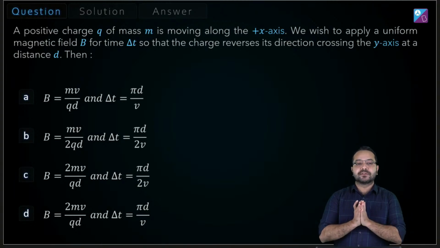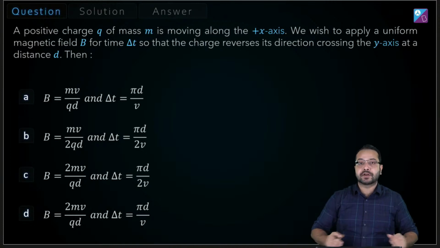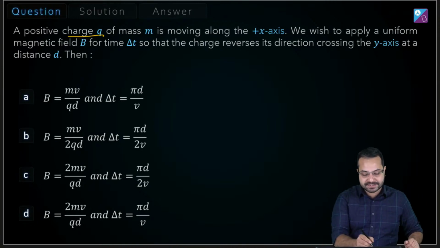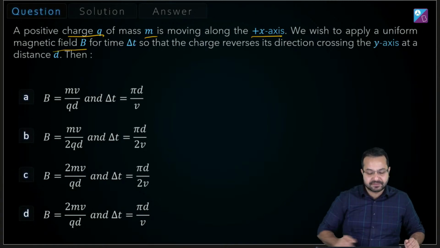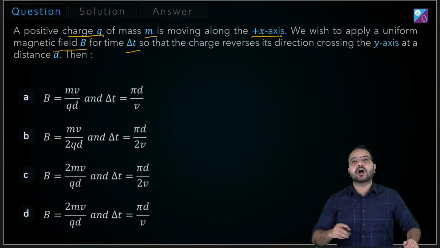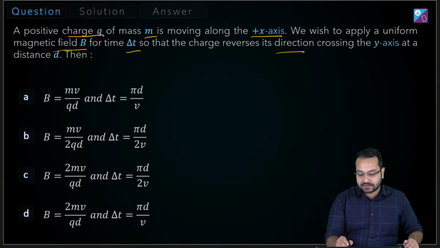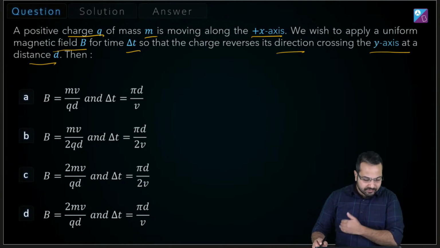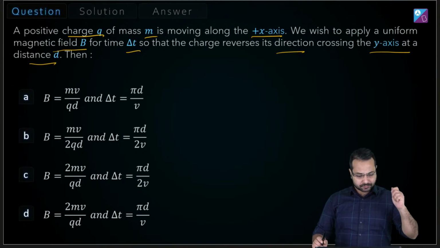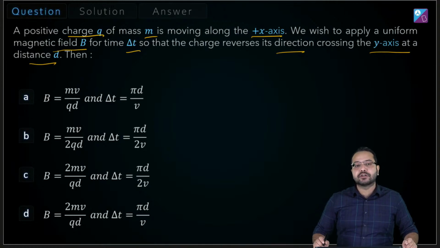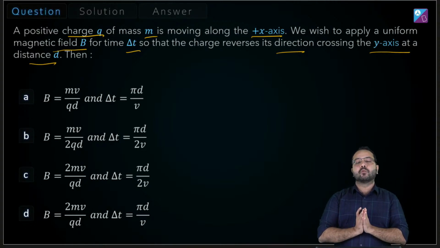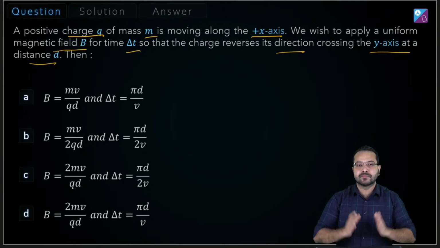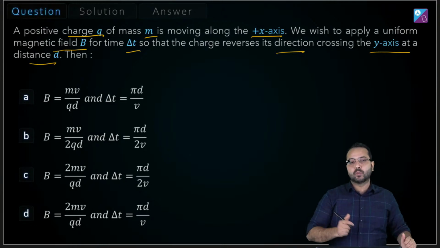Okay, so let's start with the first question. A positive charge q of mass m is moving along the x-axis. We wish to apply a uniform magnetic field B for time delta t so that the charge reverses its direction, crossing the y-axis at a distance d. Then, if we look at the options, what do we need to calculate? We need to calculate the magnetic field and we need to calculate this time interval delta t. That's the question. Take a few seconds to absorb the question and tell me what is the concept that is involved over here. Quickly tell me the concept and then we are going to move ahead with the solution.